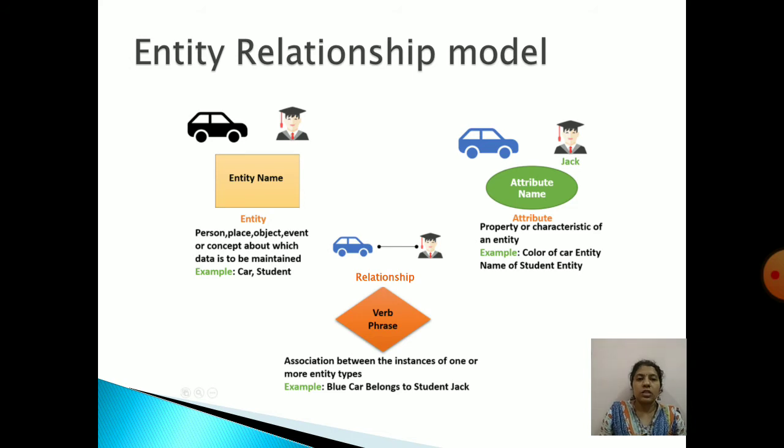Now how are these two related or associated? If I relate these two, for example, student owns a car, then owns is the relationship or the association. Owns is the association, like how these two are related. So that can be represented using relationship. Here, as I said, blue car belongs to student Jack, or Jack owns a blue car. So that owns or belongs represents the relationship or the association.